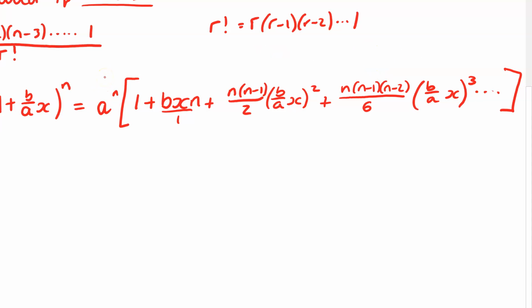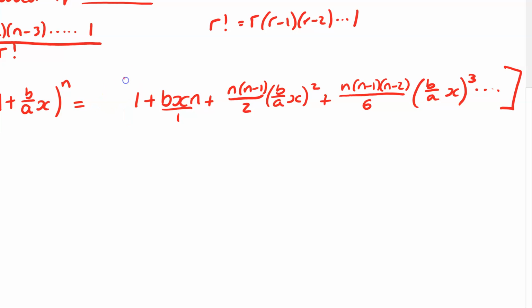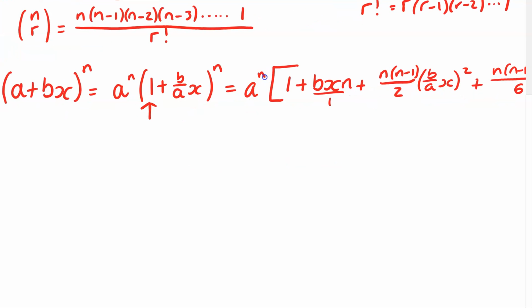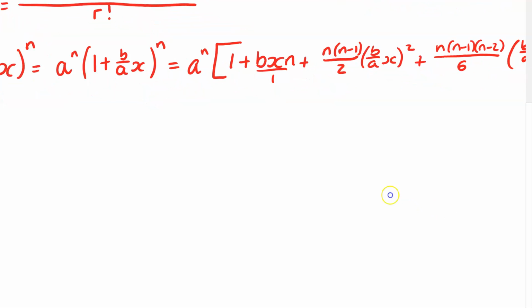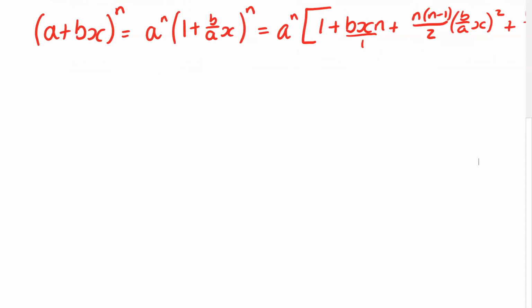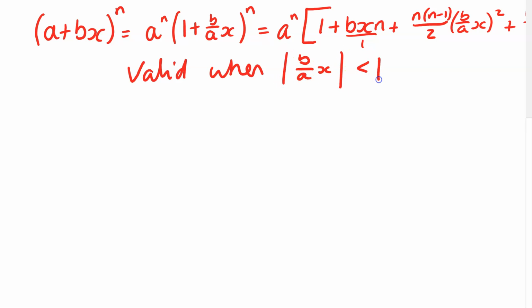Quite often though, they won't put the a to the n out the front of it, they'll just give you that part. You are expected to memorise the fact that you need it to be, in your bracket, a 1 here. Okay. Let me show you by example. It will be a lot simpler once you get some numbers into it. Oh, and if anything mentions validity, it's valid when the modulus of b over a x is less than 1. So if you have to substitute any values in, as long as b over ax is less than 1, then it's a valid expansion. Again, I will show you what that means later.